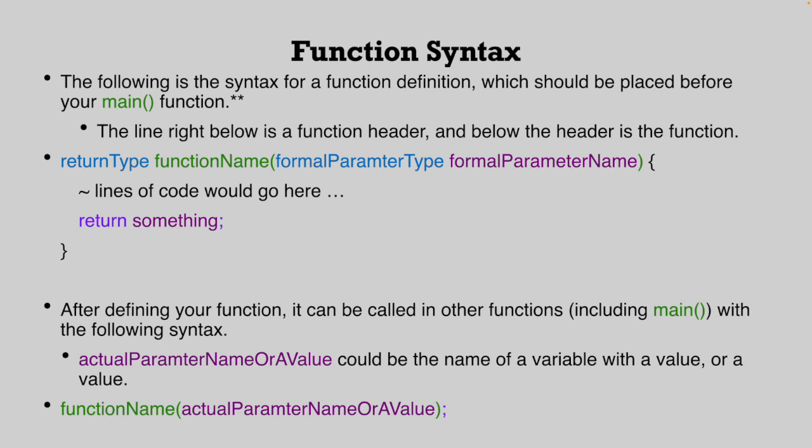And then lastly, you might have a return statement, which is returning a value to whatever's calling it. After you define your function, it can be called in other functions, including main, with the following syntax, which is just you put the function name and then the actual parameters in there if there are some. And that actual parameter can be a variable name or a value.